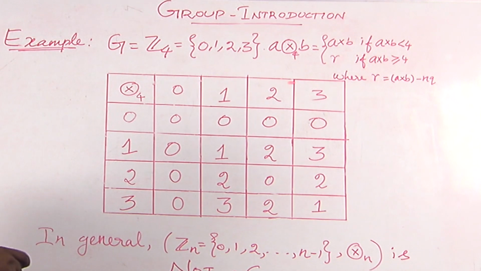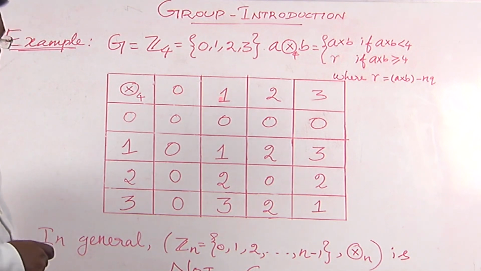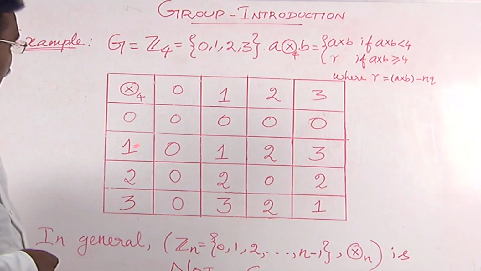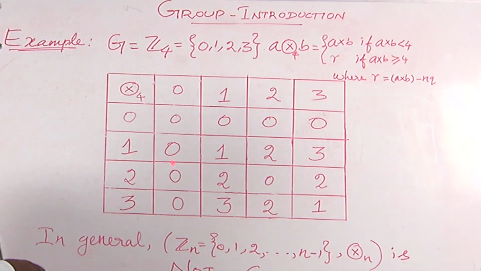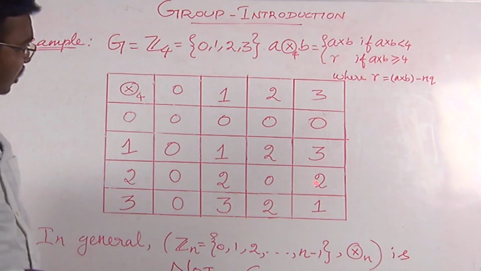Now, again we consider the Cayley table with 0, 1, 2, 3 along both sides, the elements of Z4 together with the operation multiplication modulo 4. So, 0 cross 0 is 0, 0 cross 1 is 0, 0 cross 2 is 0, 0 cross 3 is 0, and 1 cross 0 is 0, 1 cross 1 is 1, 1 into 2 is 2, 1 into 3 is 3, 2 into 0 is 0, 2 into 1 is 2. Up to now all these products are less than 4, therefore we have just replaced them with the product. And 2 into 2 is 4 actually. Therefore, when we divide 4 by 4 the remainder is 0, and 2 into 3 is 6, when 6 is divided by 4 the remainder is 2.